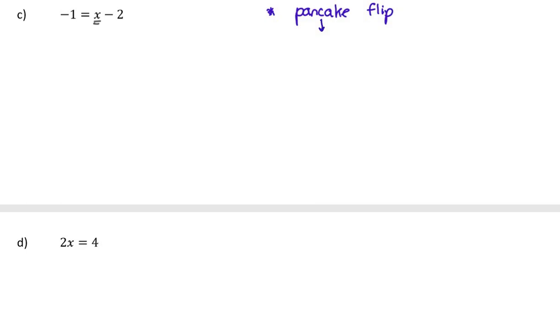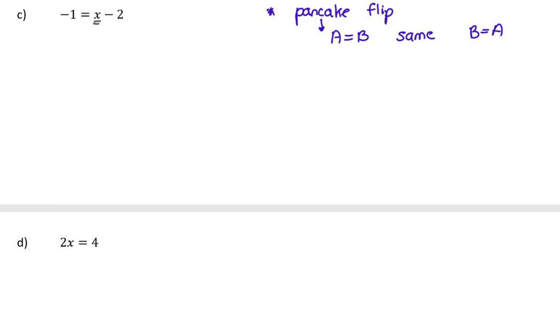Now the pancake flip is the idea that if you know that a equals b, surely this is the same thing as b equals a. You can just flip it over. As long as you flip both sides, it's exactly the same thing.